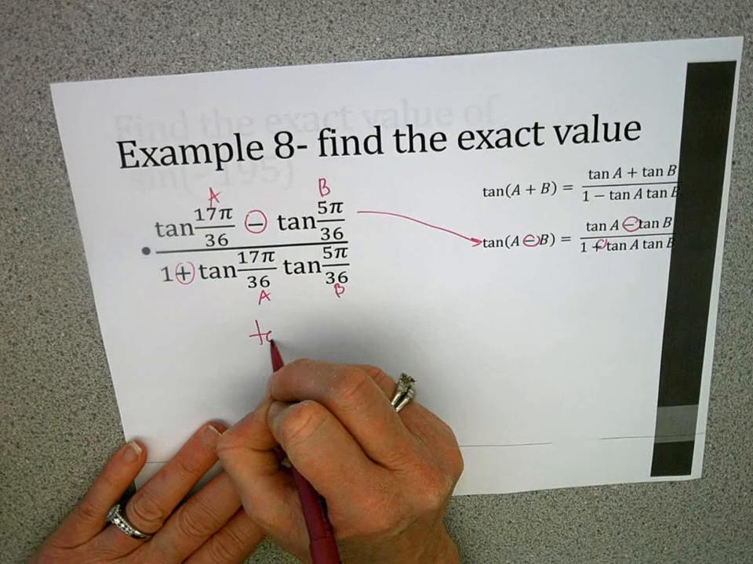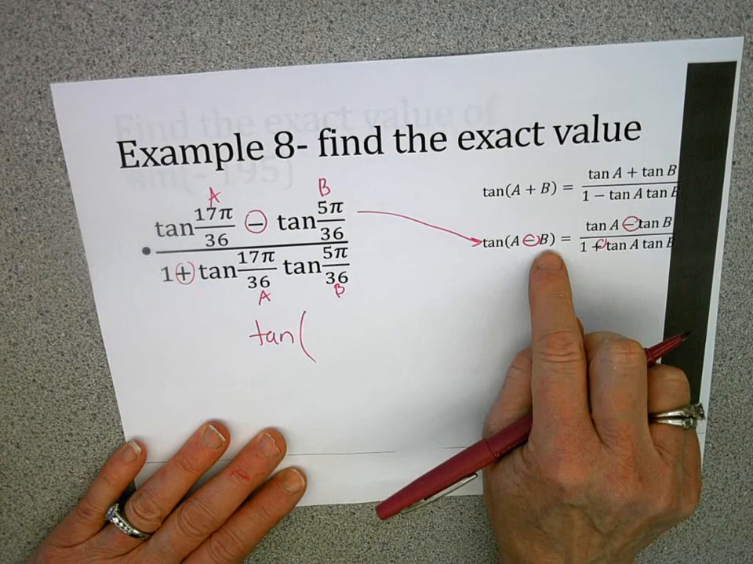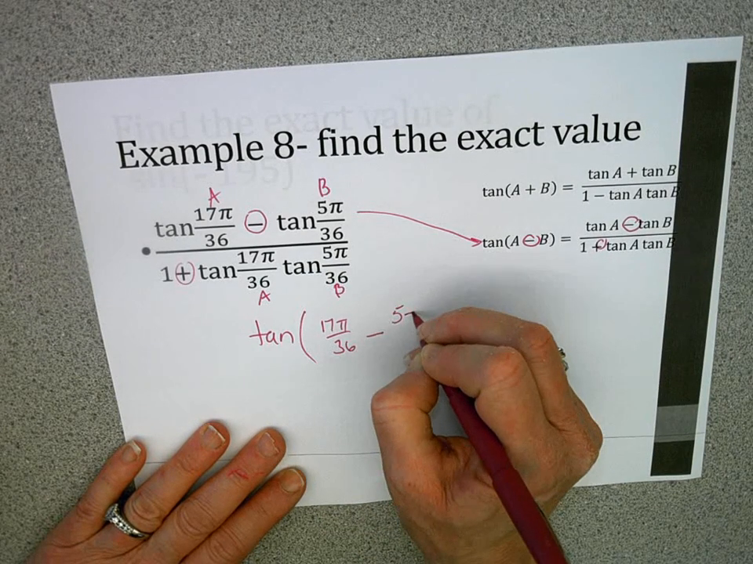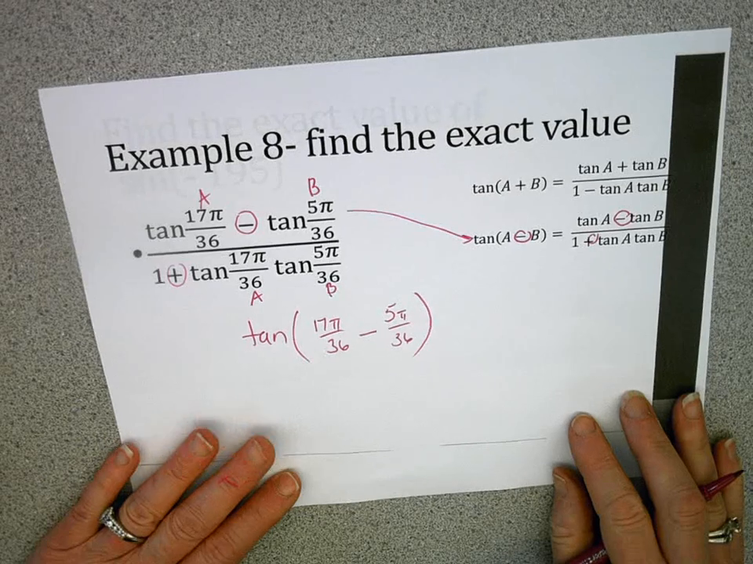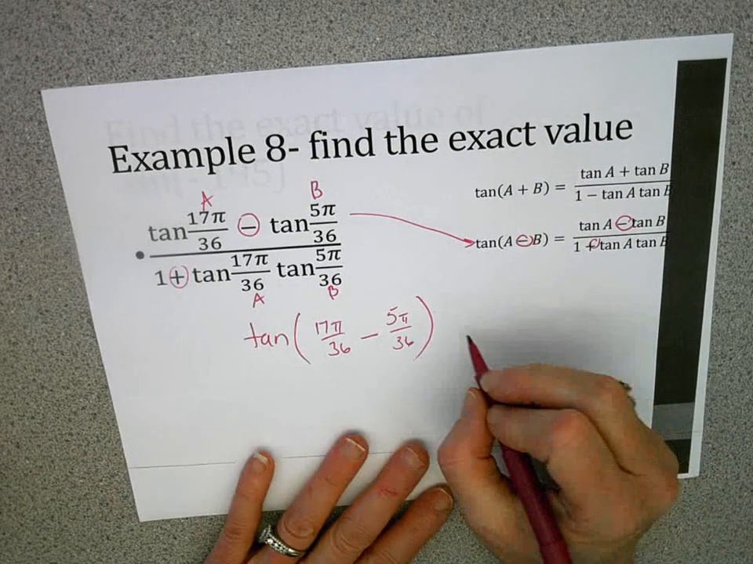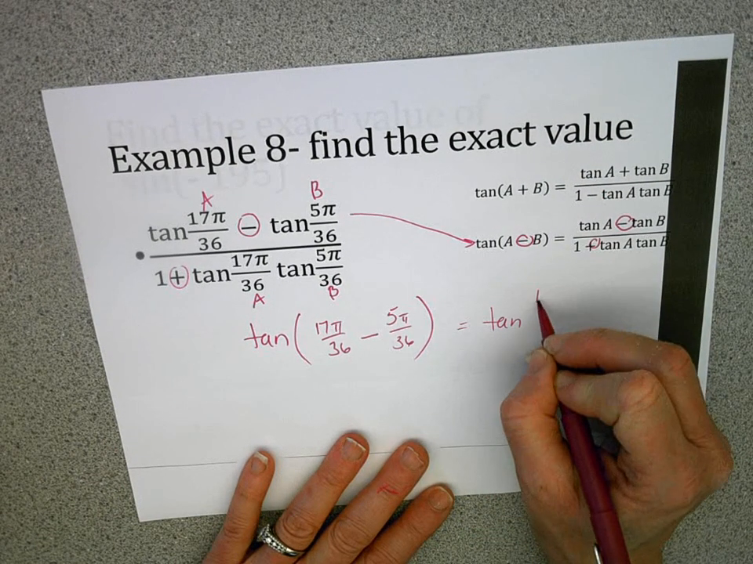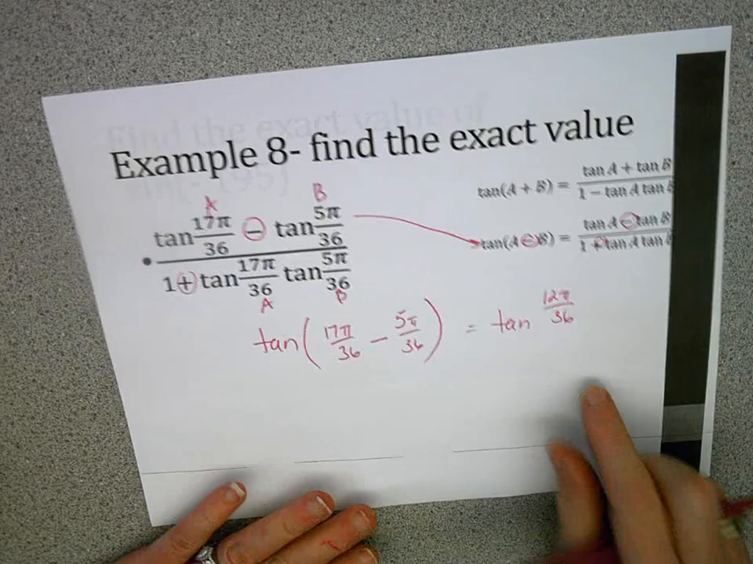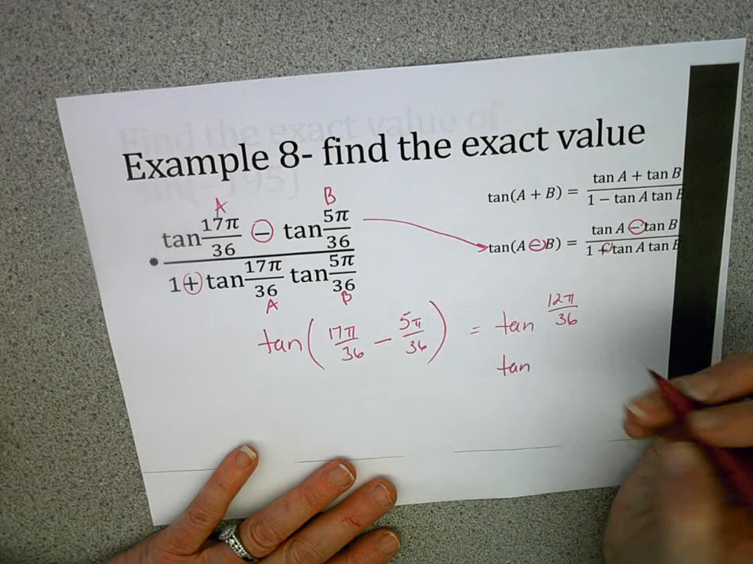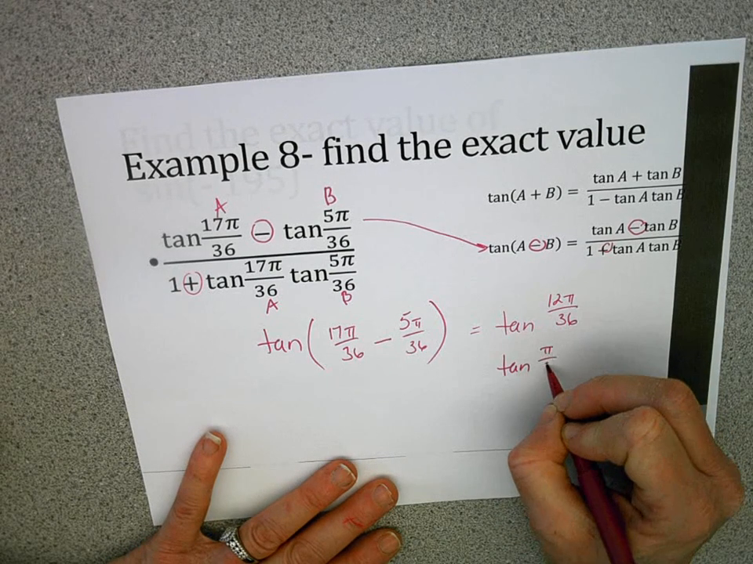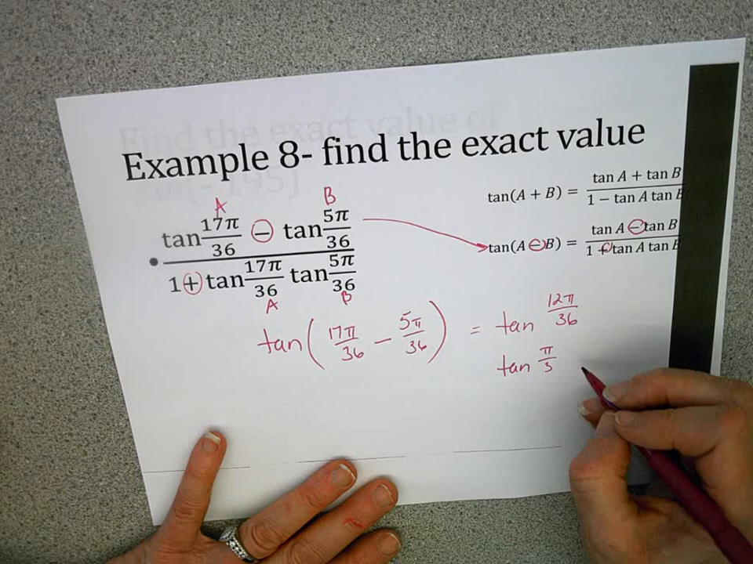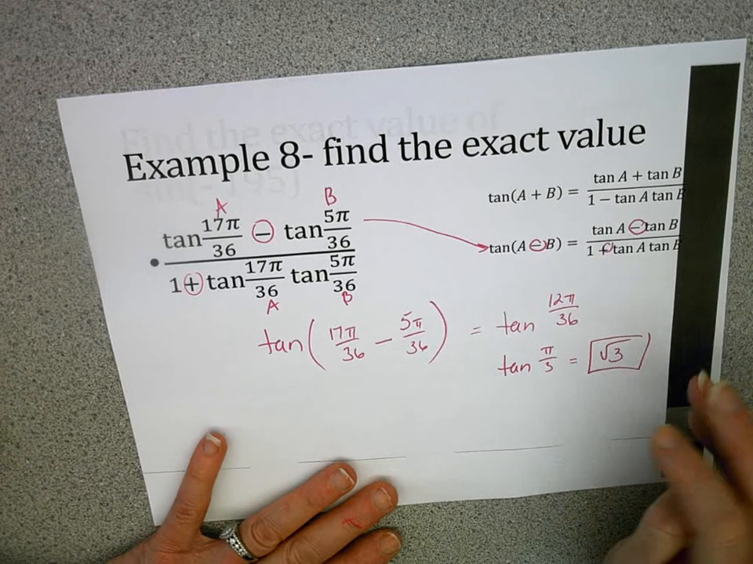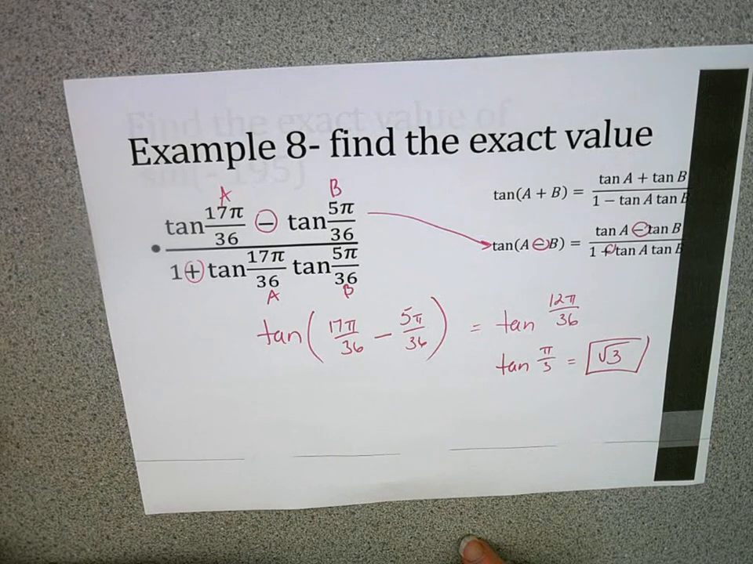So we're doing the tangent of, again, this is a minus, 17 pi over 36 minus 5 pi over 36. Nice, I don't have to get a common denominator, it's already there for me. So that's tangent of 12 pi over 36. We want to reduce that. 12 goes into 36 3 times, so we can do the tangent of pi over 3, and we should know on my unit circle that's the same as the tangent of 60, which is radical 3. So again, it will say on your homework, find the exact value.